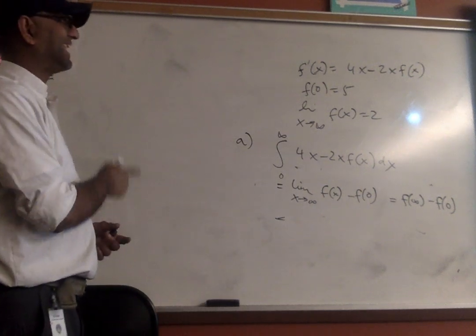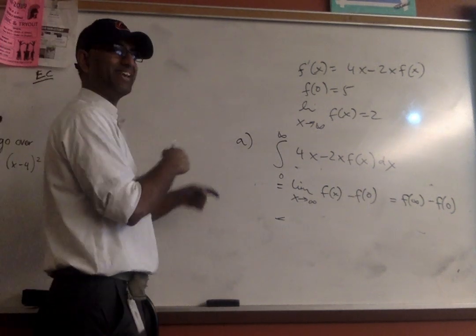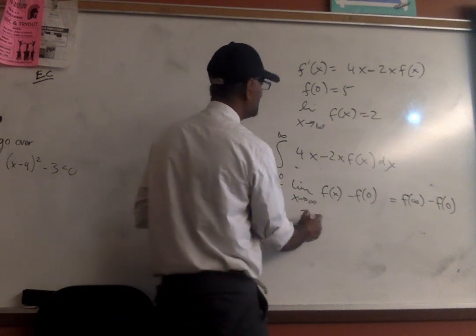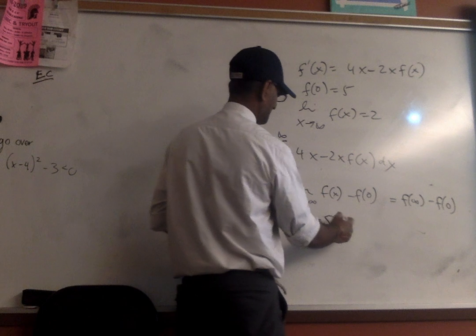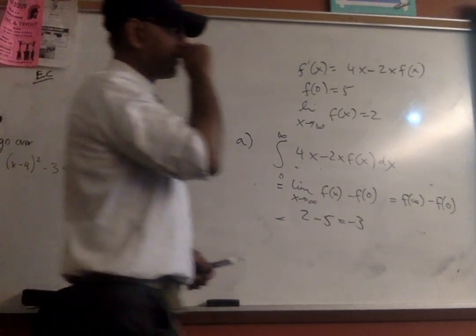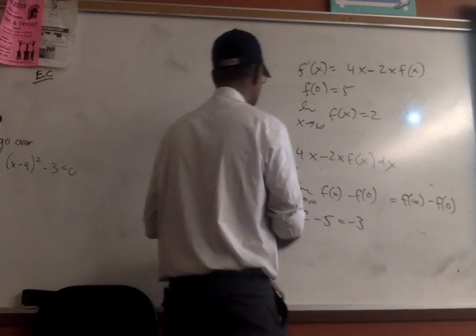Oh! And what's the limit given to be? Do you understand why we rewrote that? Because there's nothing known as f of infinity. So that's 2 minus 5 equals -3. How easy is that? Okay, we'll do B, please.